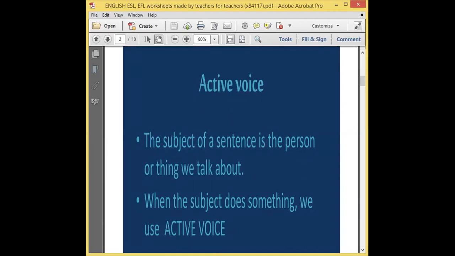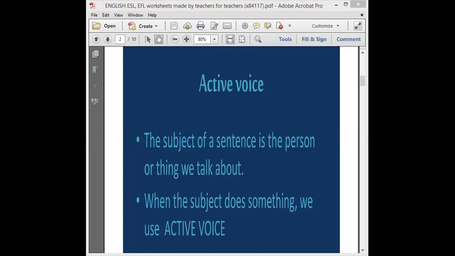So concerning the passive voice, it is used to show interest in the person or object that experiences an action rather than the person or object that performs the action. In other words, the most important thing or person becomes the subject of the sentence.